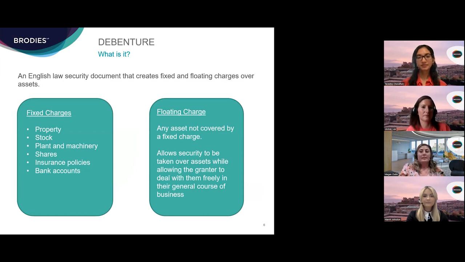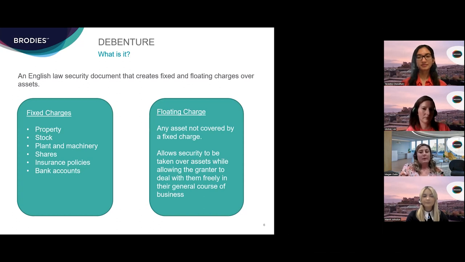And in practice, a debenture will be used, for example, to create fixed security over stock, plant and machinery, shares, bank accounts, and insurance policies, and to create a floating charge over any assets not captured by the fixed charges. As a debenture includes a floating charge, it can only be granted by certain types of borrowers, such as companies and LLPs.